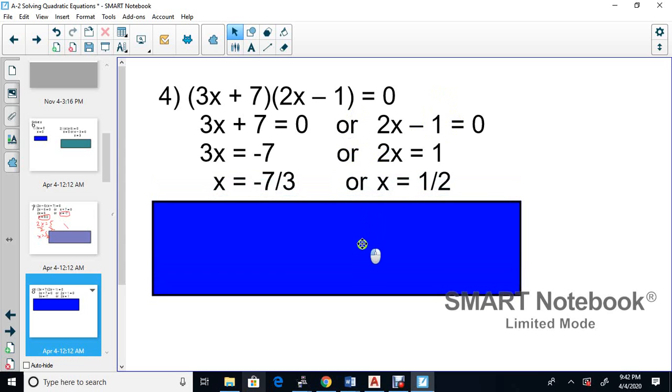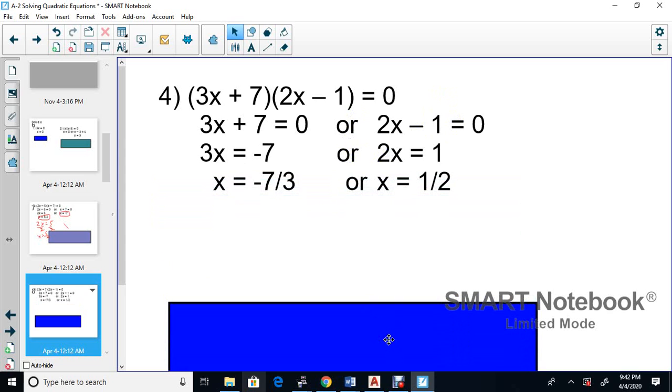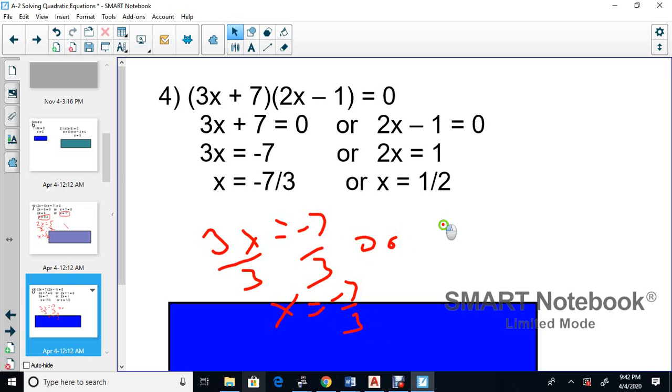Now here is your division. So I'll show you down here. If you got 3x equals negative 7, then you divide both sides by 3. So you get x equal to negative 7 over 3. Or here, if 2x equals 1, you divide both sides by 2, and you get x equal to 1 over 2, because you're dividing both sides by the same number.